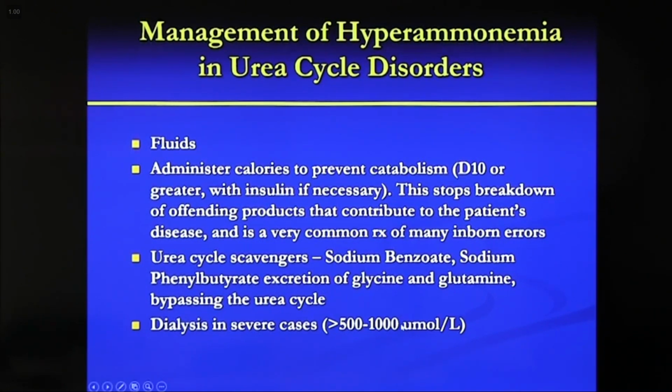In severe cases where your ammonia is greater than 500 to 1,000 micromoles per liter, you need to get that ammonia down as fast as possible. And if you delay, and some people measure the ammonia again and again, or there's a delay in transport, that's when you get the devastating developmental delay from these conditions. And the fastest way to get ammonia down is to do dialysis. And that gets it down from these levels, or even 2,000 or 3,000, down to normal in a matter of a few hours.